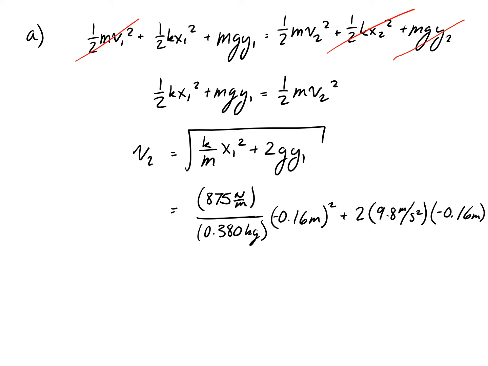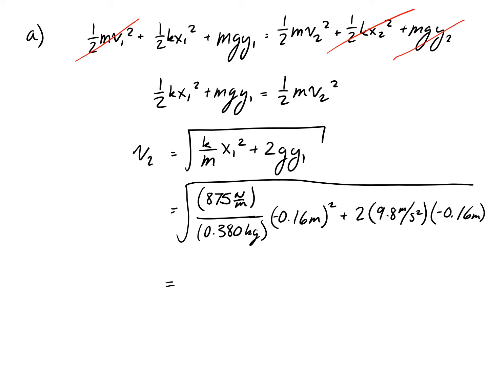Again, because I've said y is equal to 0 at point 2, it's going to be negative 0.16. If I had made y equal to 0 at point 1, I would subtract over mgy2, which would be minus 2 times 9.8 times positive 1.6. So mathematically, it ends up being the exact same equation that we have now. It's just how we got there was a little different. And I need to take the square root of all of that.